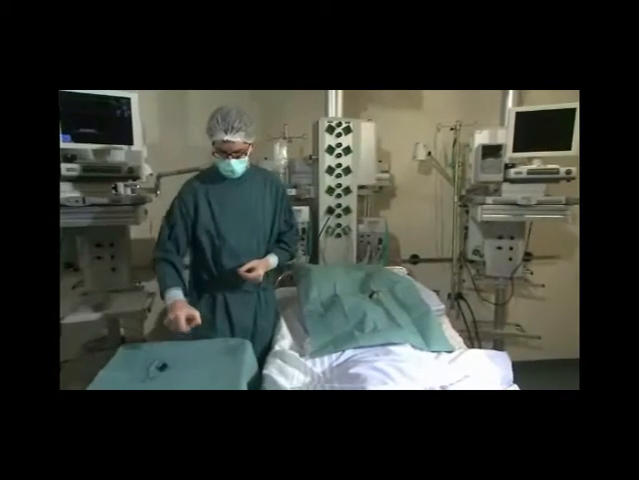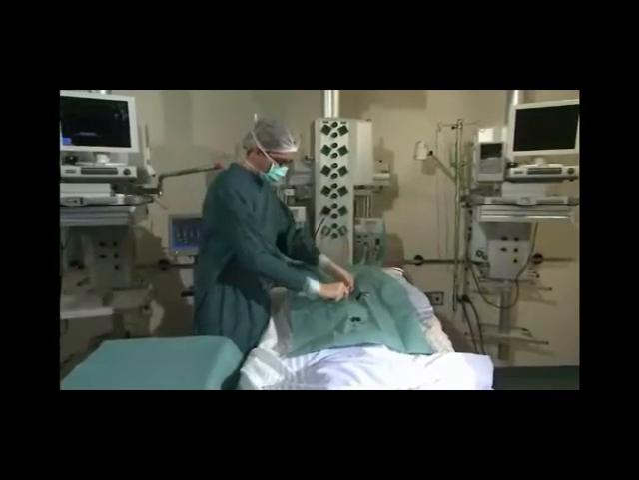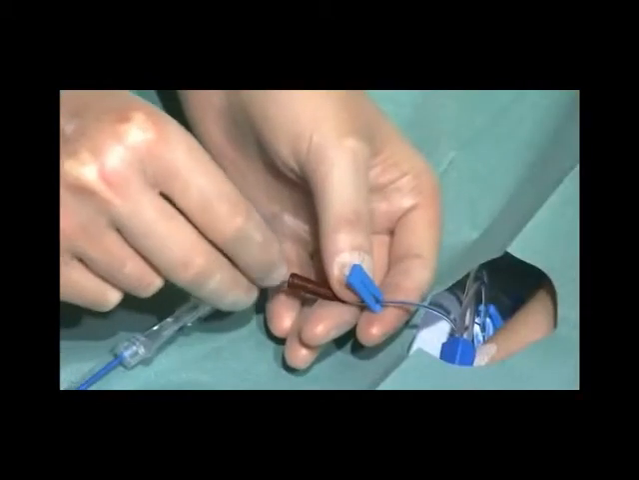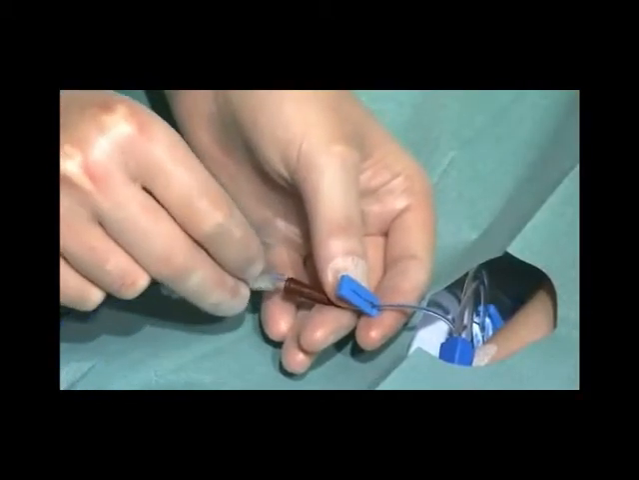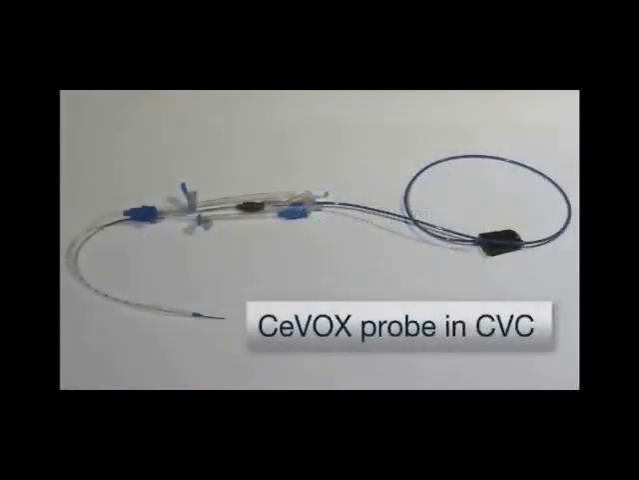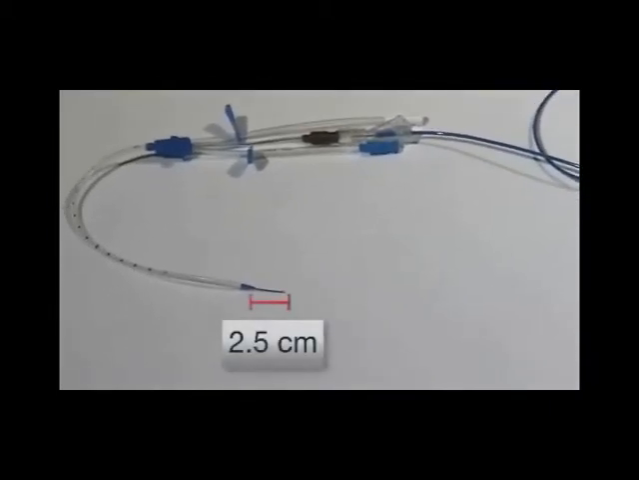Placement of the CVOX probe is quick and uncomplicated. It is advanced through the distal lumen of a central venous catheter. A central venous catheter that is already in situ can be used. CVOX probes are produced in a variety of different lengths. Prior to introduction, the correct length of the CVOX probe must be determined. It is important that the tip of the probe projects 2.5 centimeters beyond the end of the CVC.